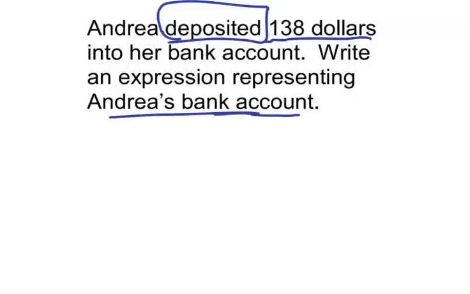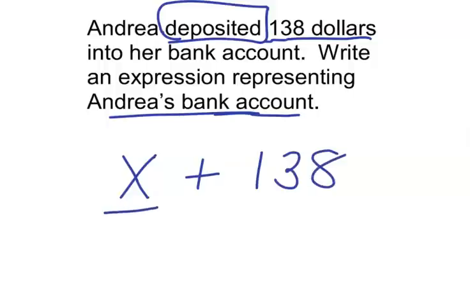Okay, well, we don't know what's in her bank account right now, so I'm just going to put X for the amount of money that's in the account. And I know that she just put $138 into it. So this would be the amount that's in there. This is how much you added to it. So there you go. That's all you have to do. X plus 138 would be all you have to do to create an expression to represent this word problem.